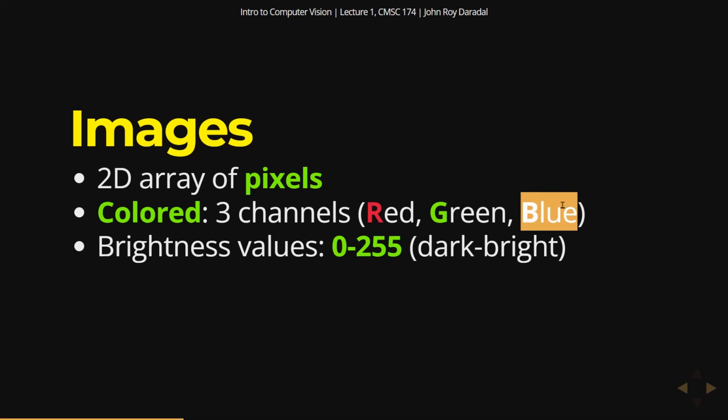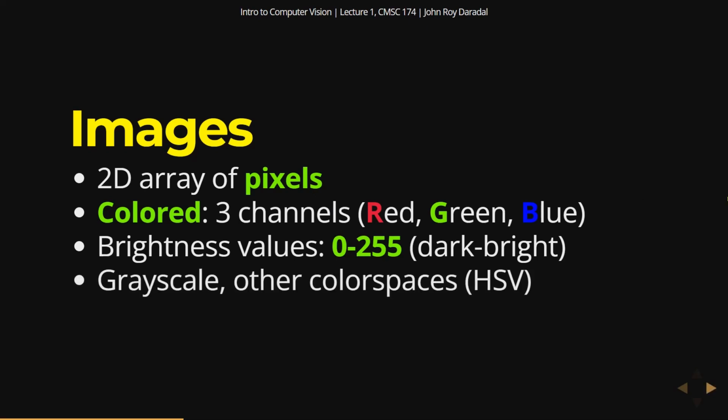So we will learn more about this in our next video, which will talk about color spaces. But for now, pixels have the range from 0 to 255. Images can also be in grayscale, meaning it only has one channel and it's not colored. It's not just black and white, but black, white, and gray. Depending on the value of the grayness, it could be light gray to dark gray, depending on the value from 0 to 255. There are also other color spaces like HSV, which we will discuss in later videos. But yeah, those are images.